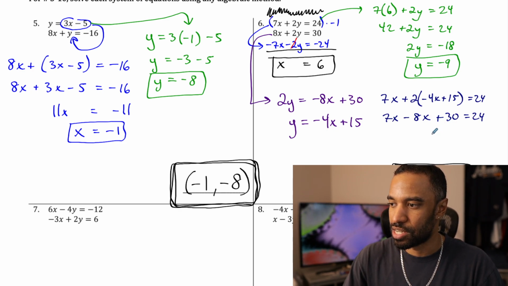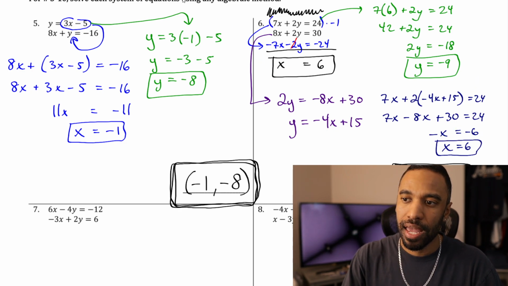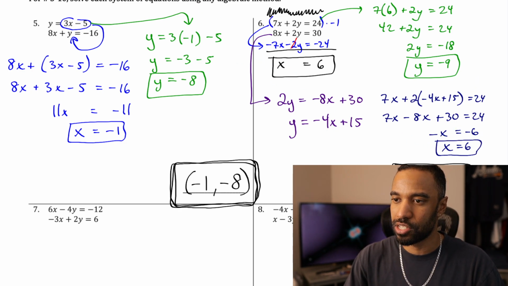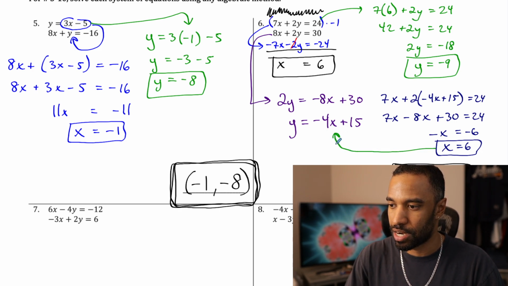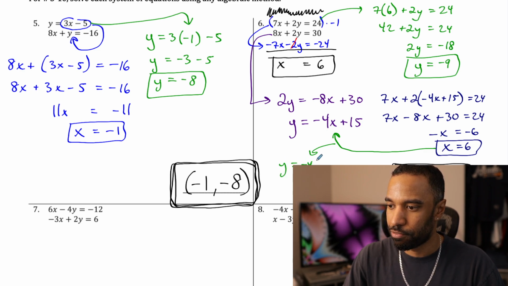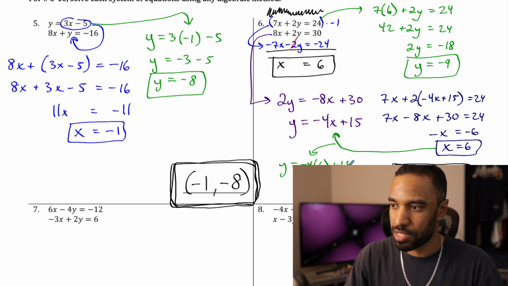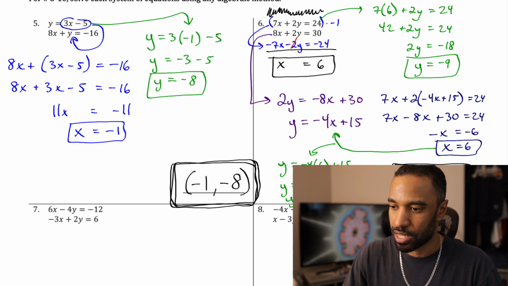7x minus 8x is negative 1x. Subtract 30 over here. 24 minus 30 is negative 6. Negative x equals negative 6, so positive x equals positive 6. There's that answer. And I can then substitute 6 for x into this equation. Here's a pretty nice one right there. That becomes y equals negative 4 times 6 plus 15, which is negative 24 plus 15, which is, again, negative 9.